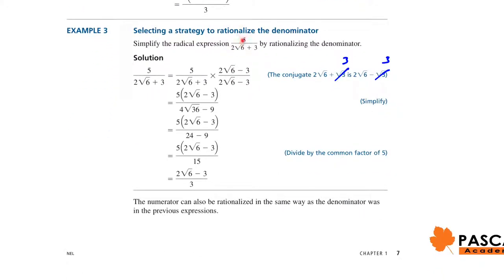Next example is simplifying 5 over 2 root 6 plus 3 by rationalizing the denominator. The conjugate of 2 root 6 plus 3 is 2 root 6 minus 3. If we times and divide the fraction by the conjugate of the denominator, we have 5 times 2 square root of 6 minus 3 on the numerator and 4 square root of 36 minus 3 to the power of 2, which is 9, at the denominator. 24 minus 9 is 15, and we can reduce the fraction by 5 and have the final answer as 2 root 6 minus 3 divided by 3.